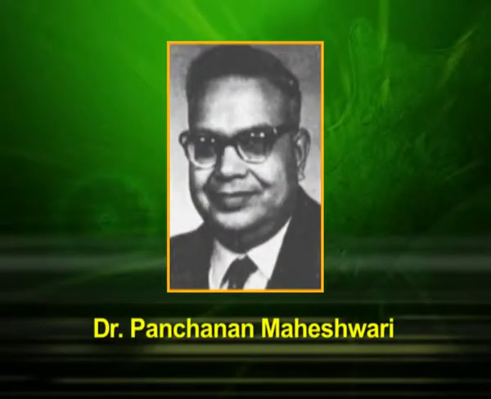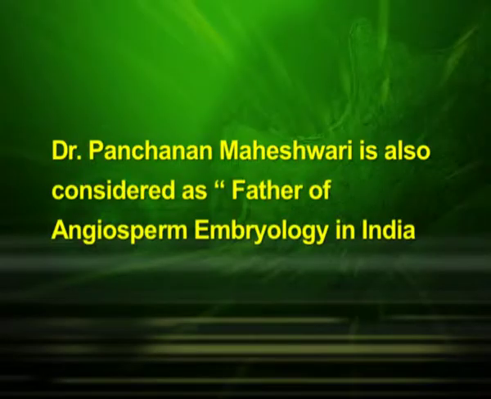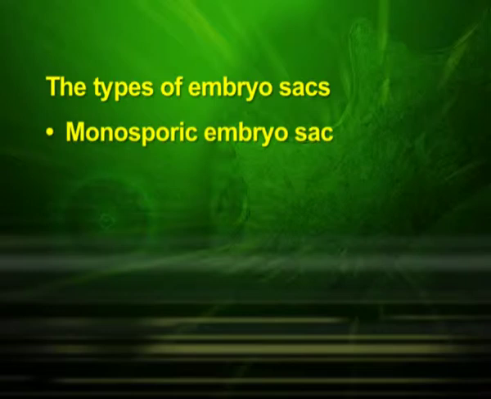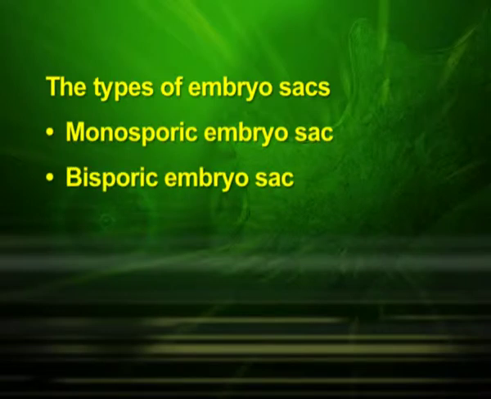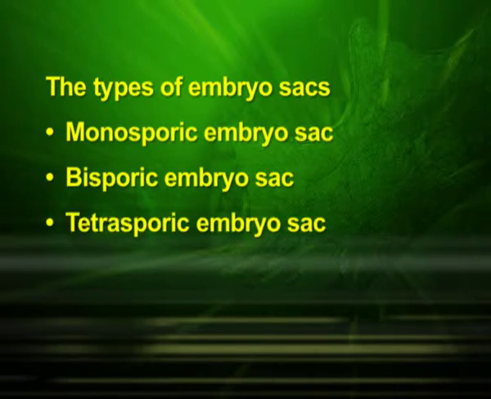Now, let us see the types of embryo sac. Students, here we should mention the name of Dr. Panchanan Maheshwari, who is also considered the father of angiosperm embryology in India. He has classified the female gametophytes of flowering plants into 3 main types. This classification is on the basis of the number of megaspore nuclei taking part in the development. The types of embryo sacs are, first, the monosporic embryo sac, second, the bisporic embryo sac and third, the tetrasporic embryo sac.